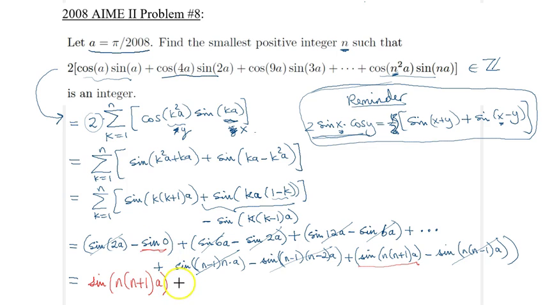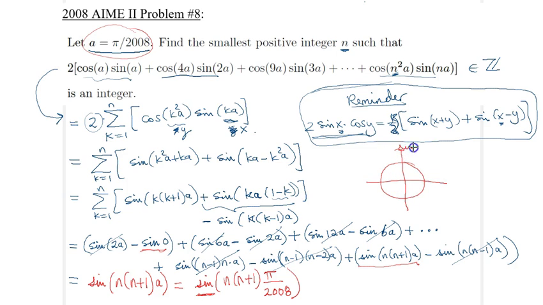So what I want is to make this an integer, and now it's time to replace the expression for a. I want to make sine of n times n plus 1 times pi over 2008 an integer. And the only way the sine function will become an integer, if you focus on the unit circle, the vertical axis is the sine function. So sine will become an integer only at multiples of pi over 2.